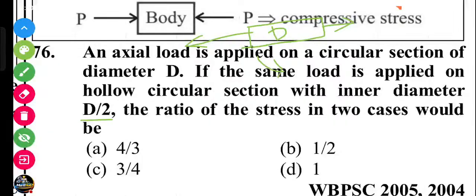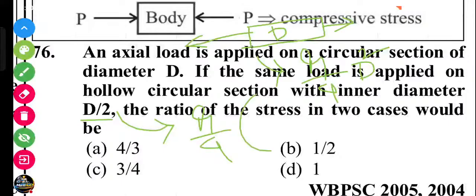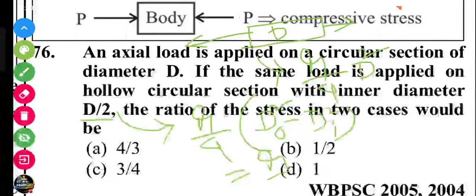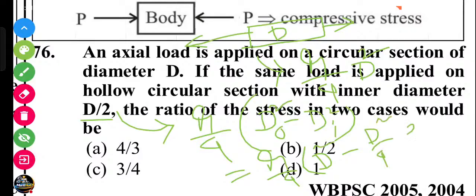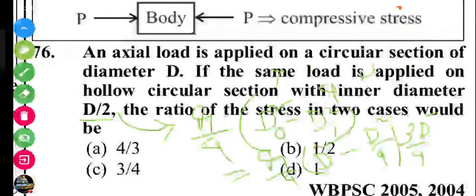Area of the solid circular section is pi by 4 D square. Area of the hollow circular section is pi by 4 into outer diameter square minus inner diameter square. So pi by 4 into D square minus (D by 2) square, that is D square by 4. So the area is pi by 4 into 3 D square by 4.